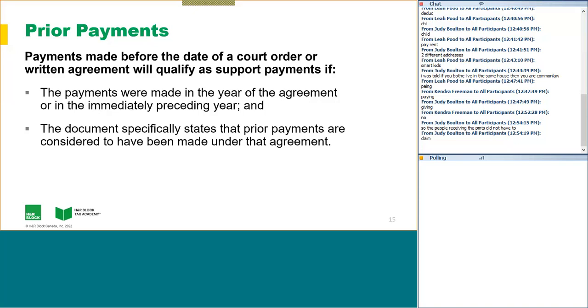You can go back, if it says it in the agreement specifically, you can go back to the beginning of that year plus one more year further.